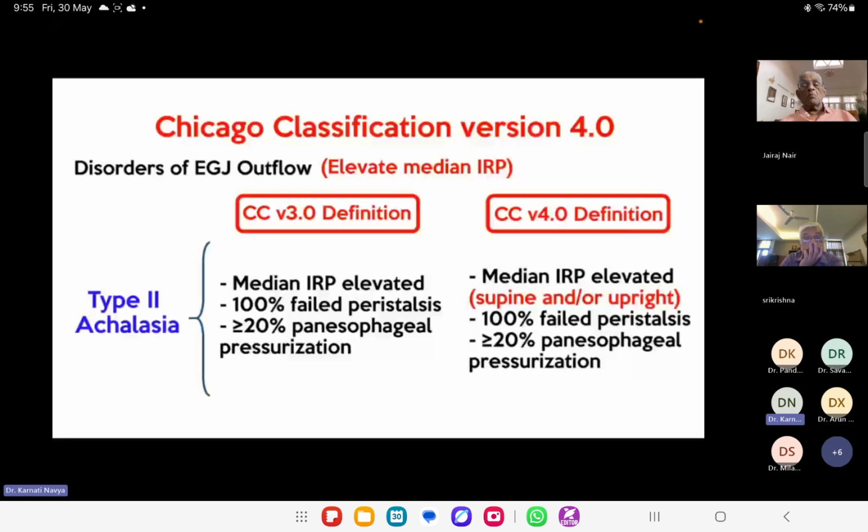In outflow obstruction, there are elevated IRPs in both supine and upright positions. In supine, intrabolus pressure is elevated. There is normal peristalsis, dysphagia and/or non-cardiac chest pain, and it is usually confirmed with a non-HRM supportive test.